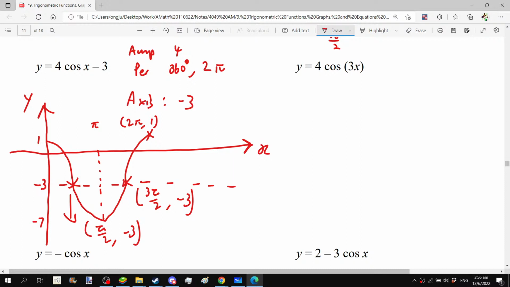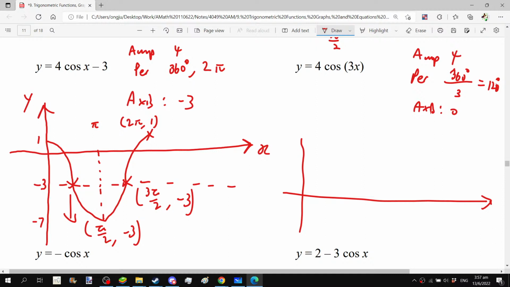Now, this fourth example here is similar. We have an amplitude of 4. This time round, the period will be 360 divided by the coefficient of x, giving you 120. So you actually expect a lot of cycles here. The axis, fortunately, is at 0, and so we can go on to draw our graph. So this time round, one full cycle, down, down, up, up, one full cycle is actually going to be 120 degrees, alternatively 2 pi over 3.